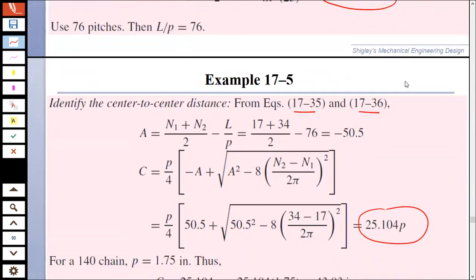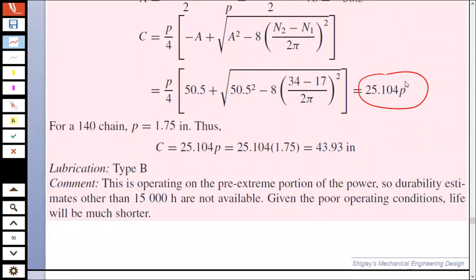Again, Sir, excuse me. I'm not saying that this is the final or the one and only design that you can have. You can choose another chain with other number of strands. It depends on you, right? And the lubrication type will also change with that.